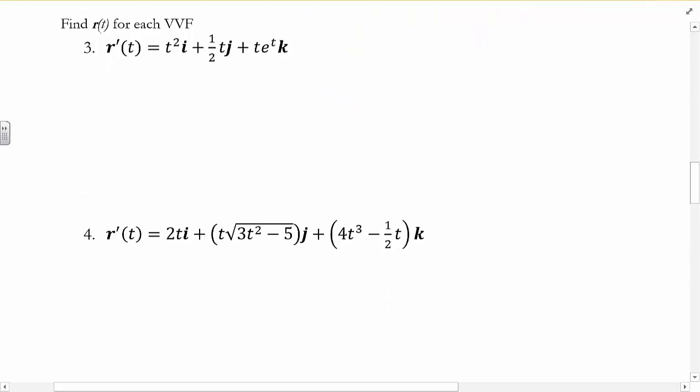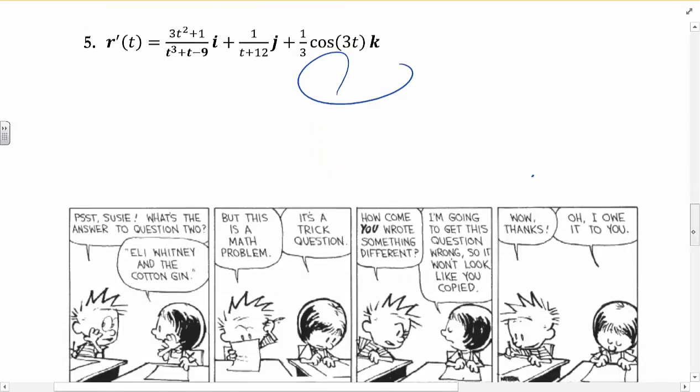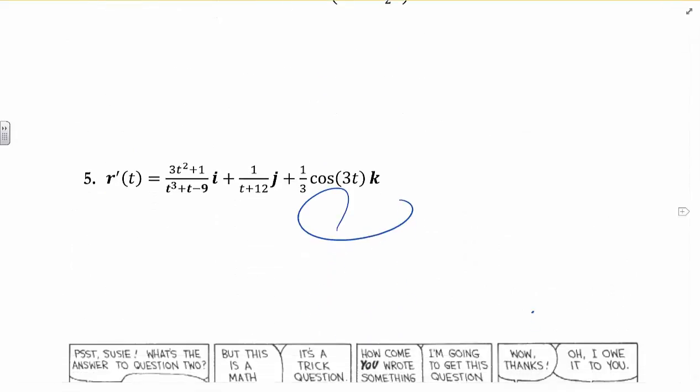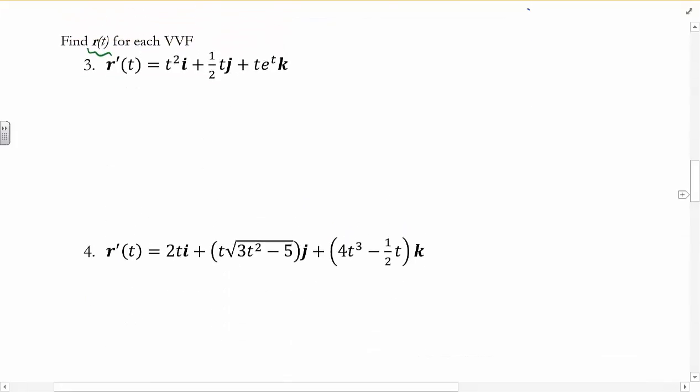All right, so find r of t for each vector valued function. So if r prime is equal to this, and we want to find r, we're just going to take the antiderivatives here. So we're just going to take some antiderivatives here.